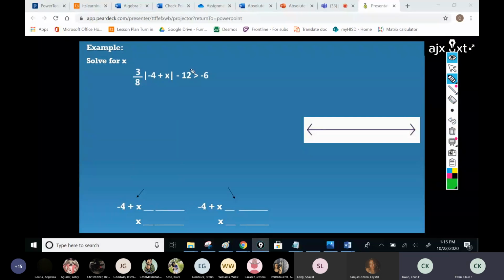The first step is definitely to get rid of the minus 12. That means you have to plus 12 on the left, plus 12 on the right. So you got 3/8 times absolute value of -4 plus x greater than positive 6.